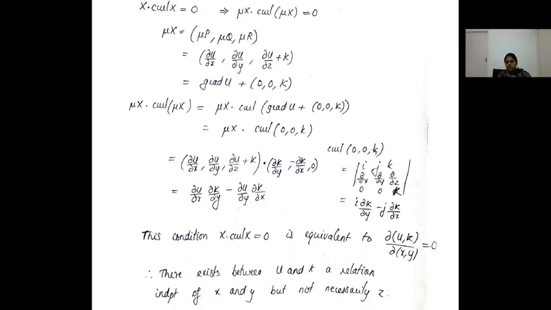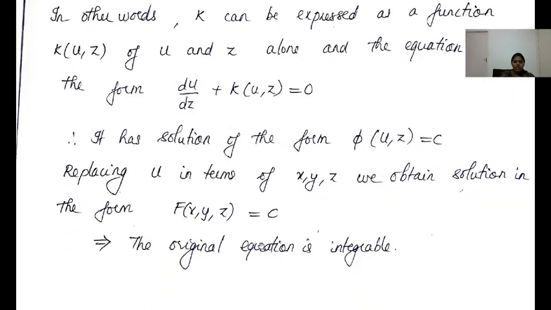So that's the result you get from the theorem. So you can form a relation connecting k and u which is independent of x and y. Now since z is a constant, z can also be involved in that relation, but it is independent of x and y. So what happens is you can express k as a function of u and z. So k becomes a function of u and z.